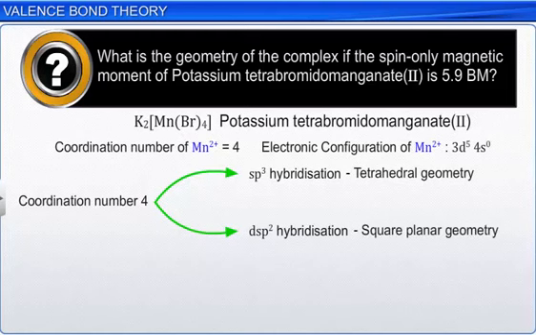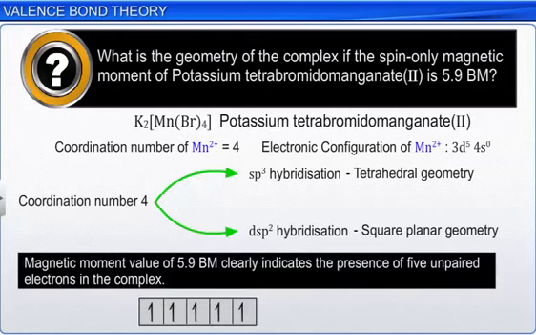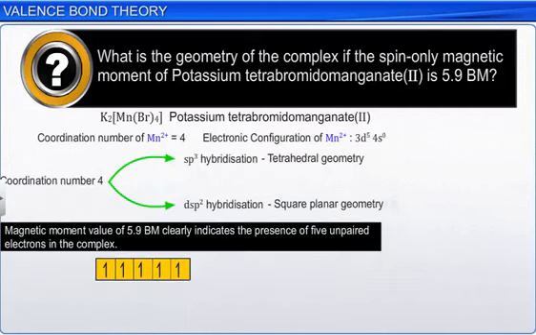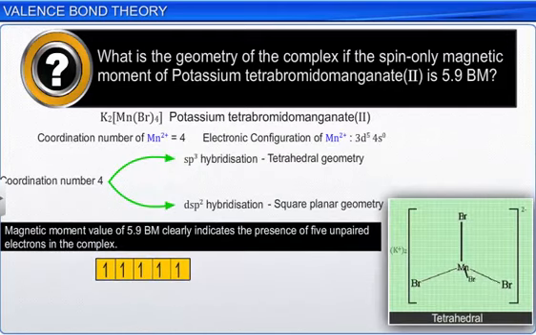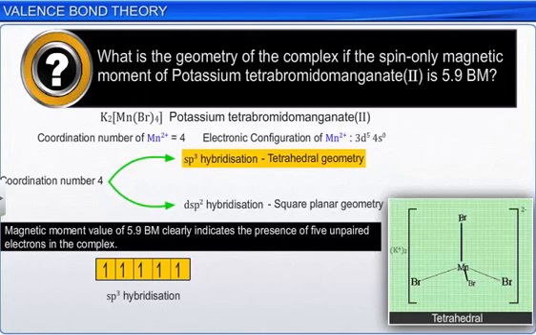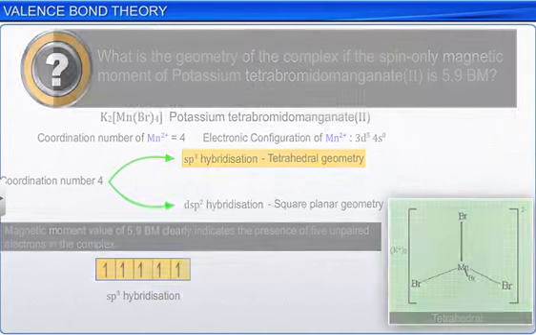However, the magnetic moment value of 5.9 Bohr magnetons clearly indicates the presence of 5 unpaired electrons in the complex. This is possible only when the metal ion undergoes sp3 hybridization. Thus, the given complex has tetrahedral geometry. Let us now look at the shortcomings of the valence bond theory.